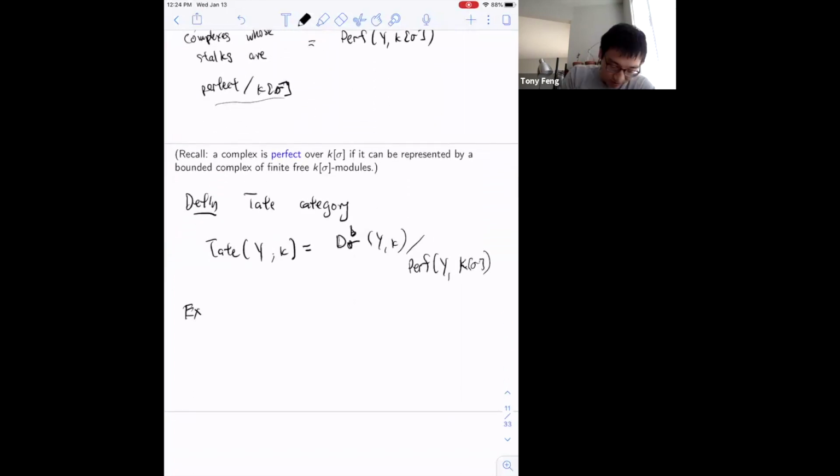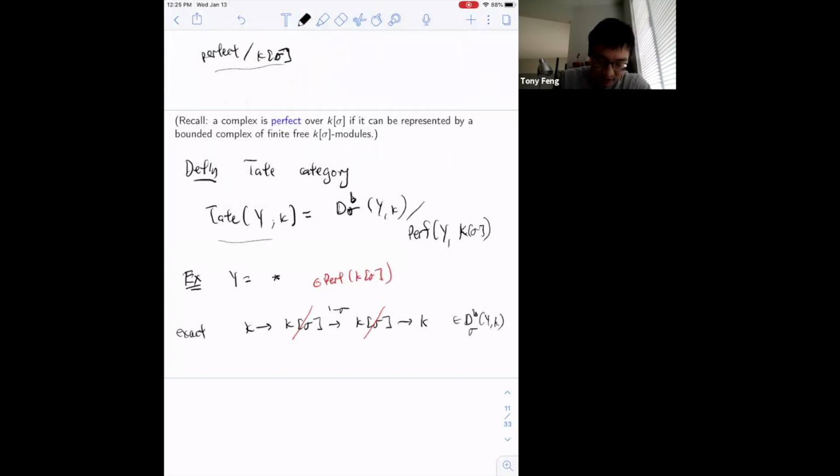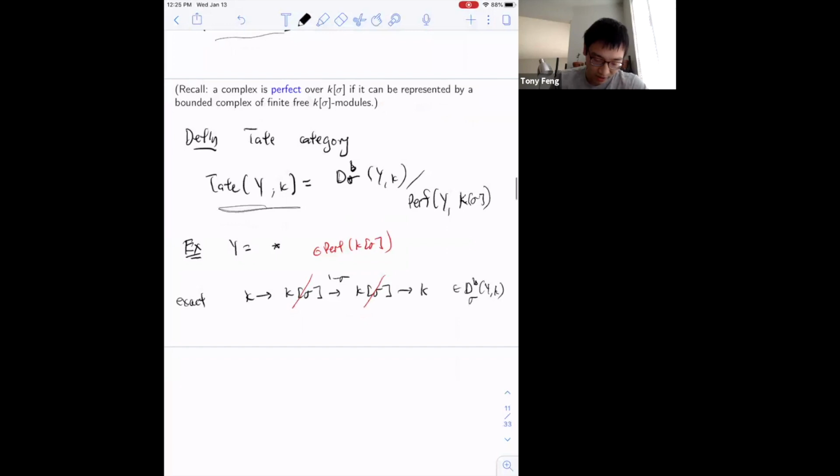So yeah, let me give an example of the kind of weird stuff which can happen when you take these sorts of quotients. Let's even just take Y to be the simplest geometric space, a point. Then, well, you have an exact complex in the usual bounded derived category, which is given here. Okay, so this is exact. On the other hand, these middle two terms are perfect. So they will become zero in this quotient, the Tate category. And so that implies that K is isomorphic to its own shift by 2.